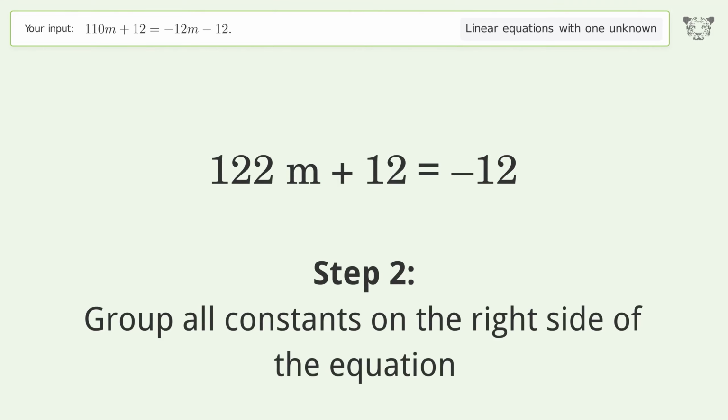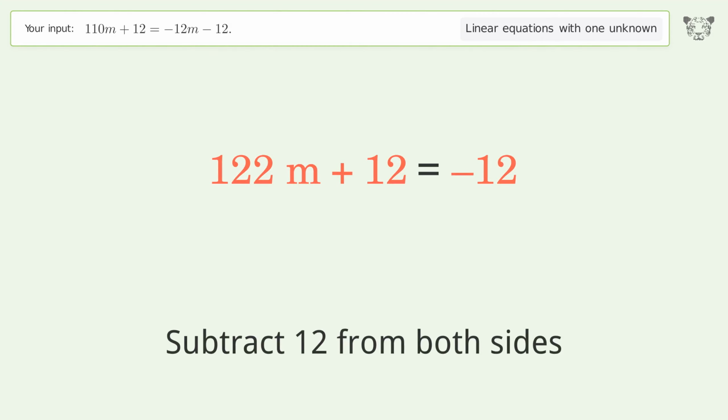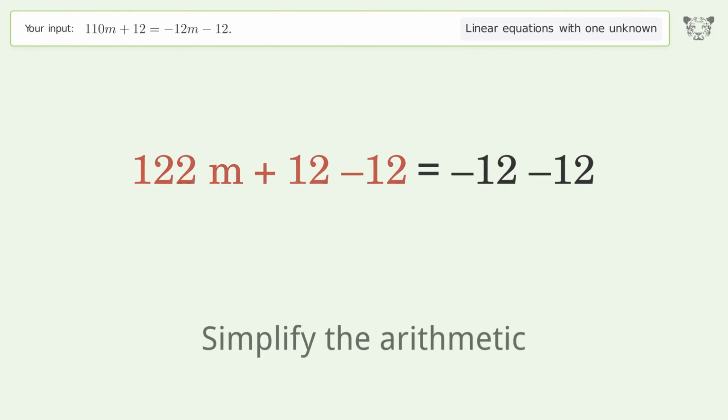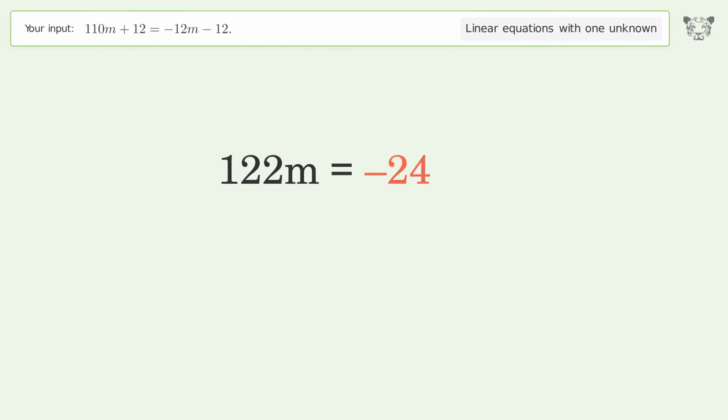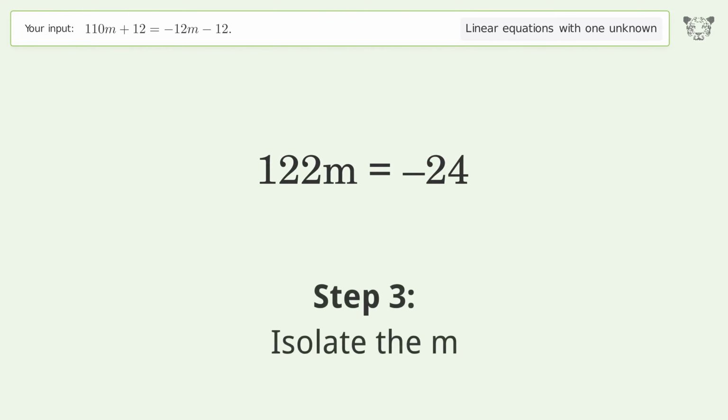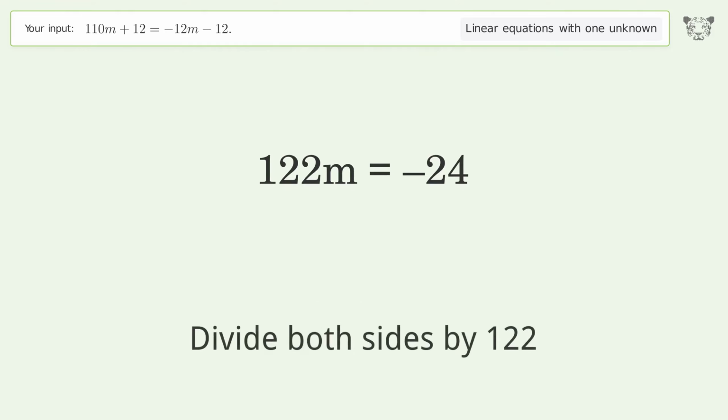Group all constants on the right side of the equation. Subtract 12 from both sides. Simplify the arithmetic. Isolate the m. Divide both sides by 122.